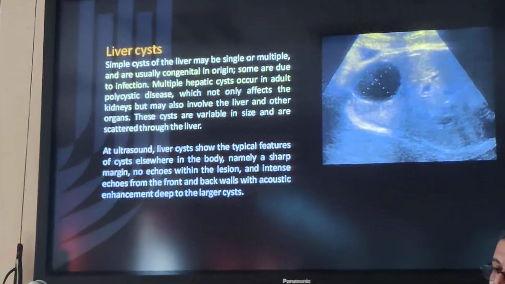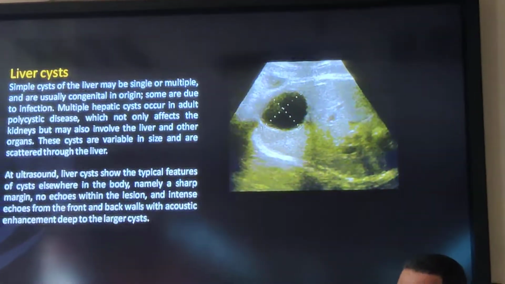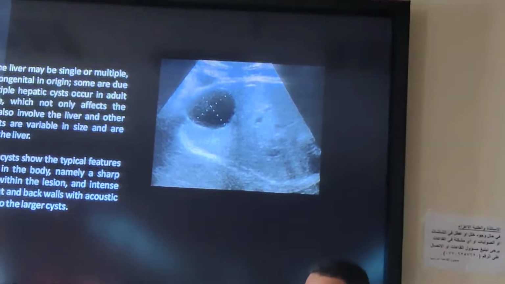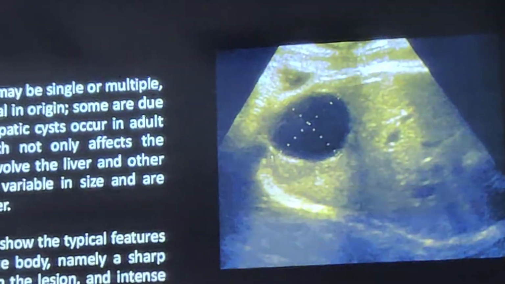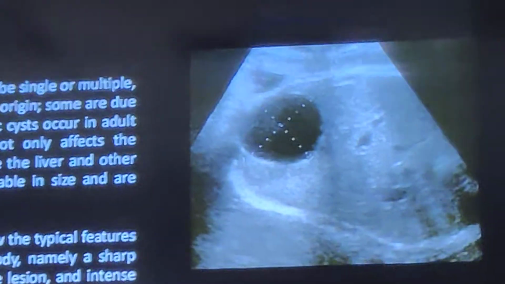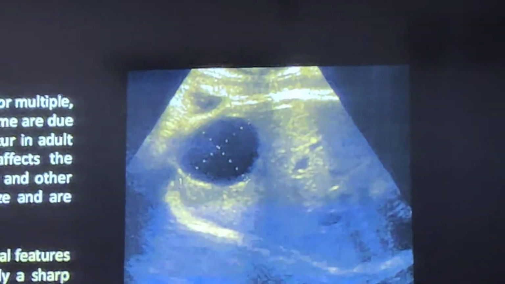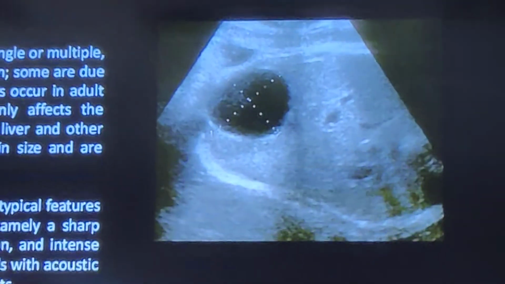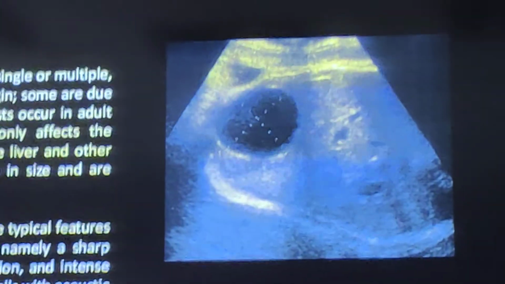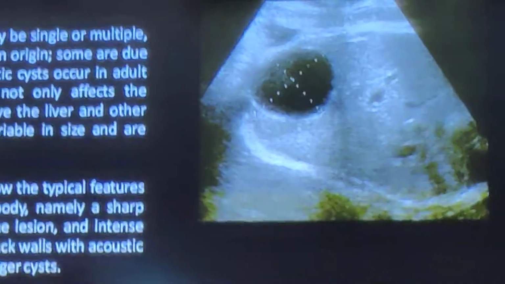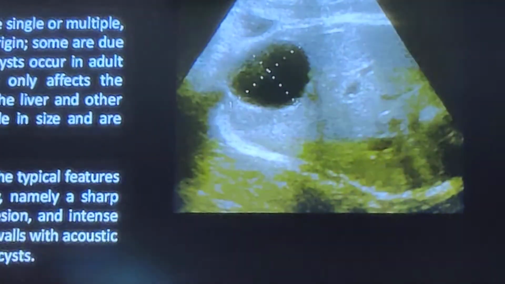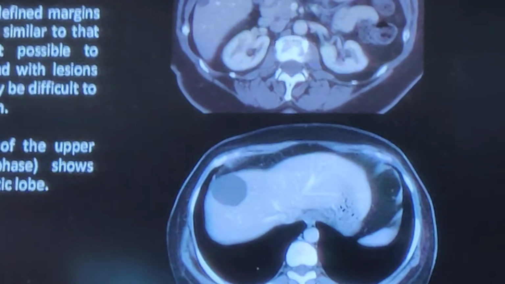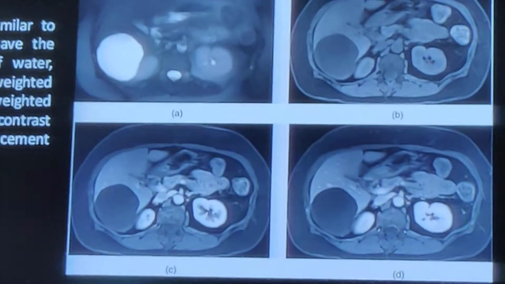Let us start with the liver cyst. The liver cyst is usually single, or it can be multiple, which is unusual. It is congenital in origin. Some are due to infection. Multiple hepatic cysts can be seen and associated with other multiple cystic disease in the body, like multiple cystic lesions or disease in the kidneys. Ultrasound of the liver can show the liver cyst.